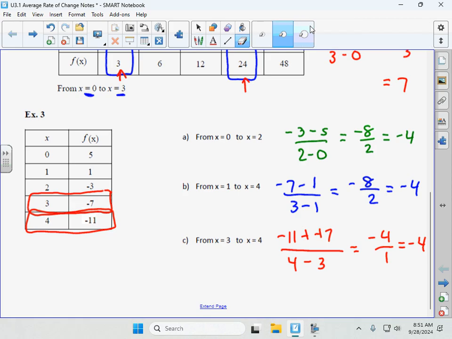So in this example with this XY table, it really doesn't matter which interval we pick, and that's because all the average rate of change values, or slopes, are the same. This XY table actually is a line. When you look at the average rate of change for a linear function, it's really just the slope, and the slope is negative 4. It doesn't matter which interval you use, the slope's going to be the same.